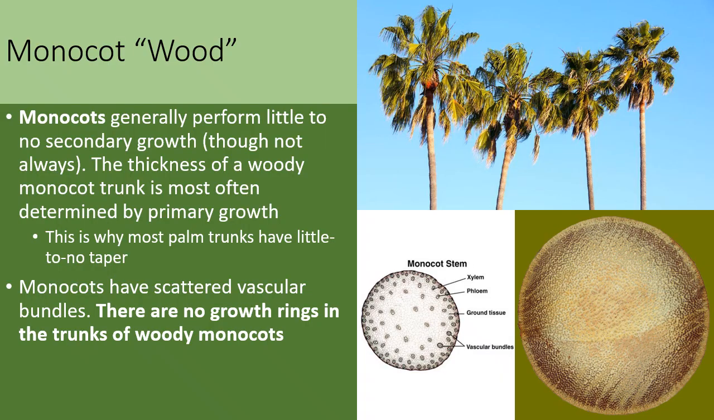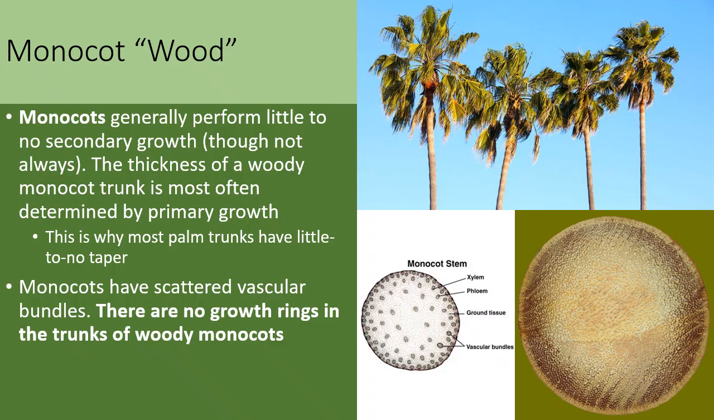Monocots typically don't perform very much secondary growth. There's a big caveat on that. There are some species which are capable of doing some secondary growth, but we're not going to get into the nitty gritty botanical weirdness of that. So the thickness of the trunk of a monocot is almost always determined by primary growth.